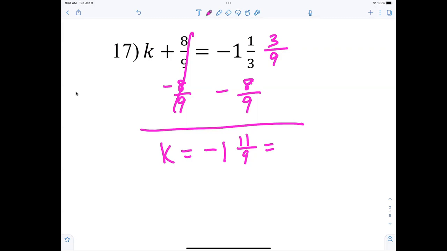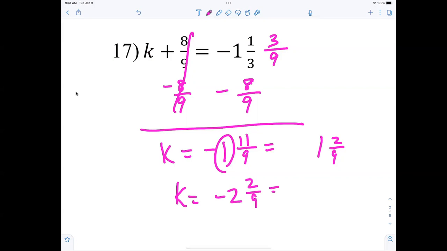How many ninths is 11 ninths? How many times does 9 go into 11? How many times does 9 go into 11? Once. How many left over? So that's 1 2/9, but you also have this one. So altogether it's what? -2 2/9.